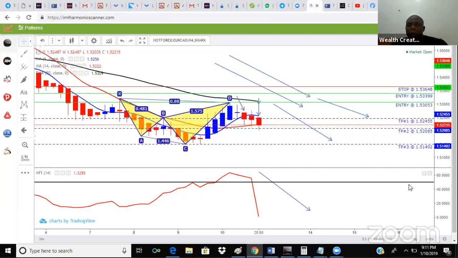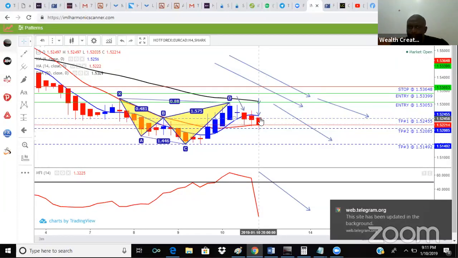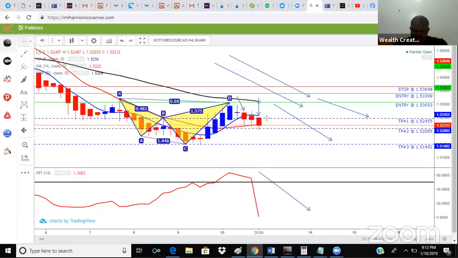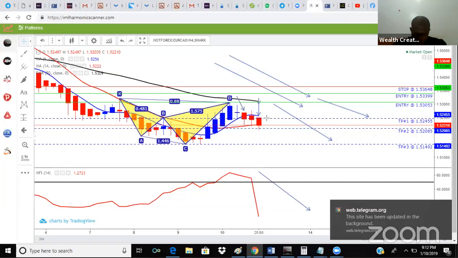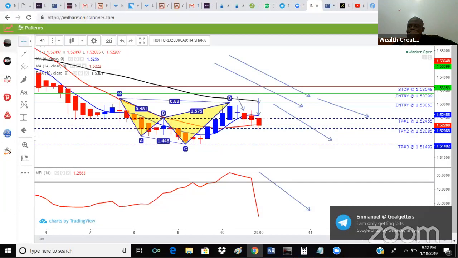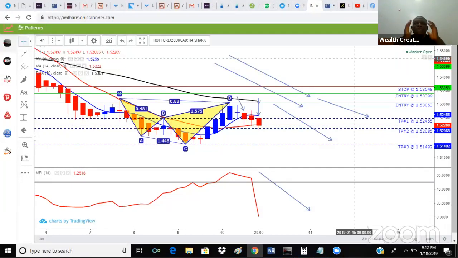But the 6 is above the 14. Yes. I'm not telling you to enter now. I'm telling you the behavior. Okay. I'm not saying put in your money. I'm telling you that this is something that is aligning now. So now I see everything is telling me sell.